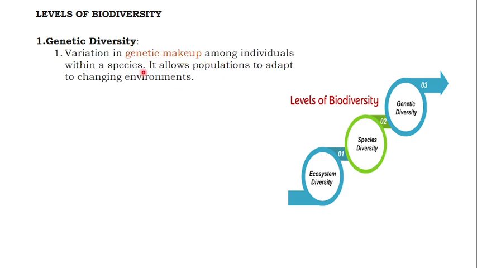Okay, this is level number 1. Organisms differ in their genetic makeup, their DNA is different. Those variations in the genes are called genetic diversity. So it allows populations to adapt to a changing environment. As we have different genetic makeup, we differ in terms of adaptation to the environment. Like when there is climate change, some people may suffer from some illness, but others are still strong.